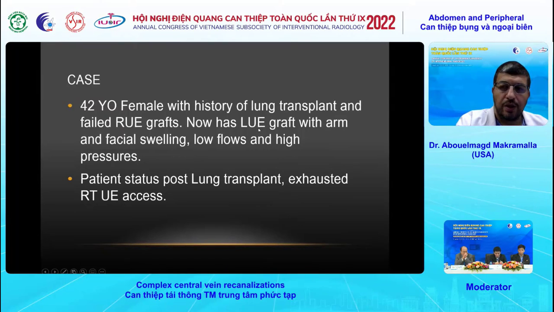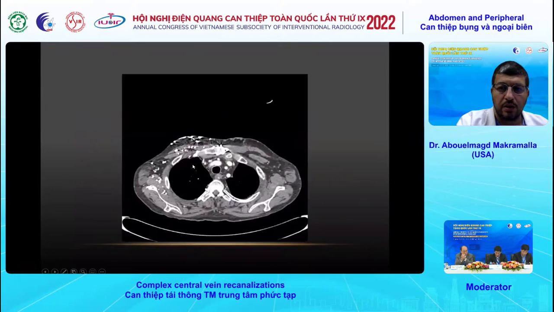42-year-old female, history of lung transplant, and she was very complicated because she has exhausted all the right upper extremity access options and grafts, and she had a last resort left arm graft in the left upper extremity. Unfortunately, that graft was failing due to the arm swelling and pain and high pressures. So the last resort was to go to a HeRO graft or groin access. The patient absolutely refused, and the transplant team refused to go to groin access due to high risk of infection in an immunocompromised patient. So as a last resort, they asked us to recanalize the central veins.